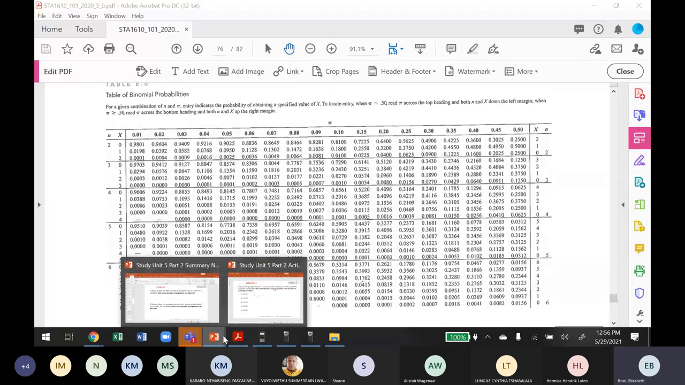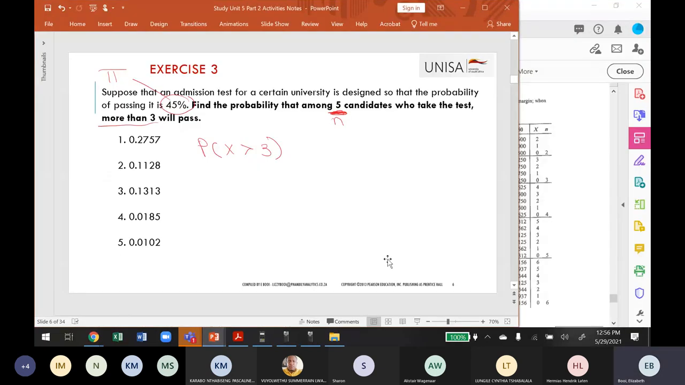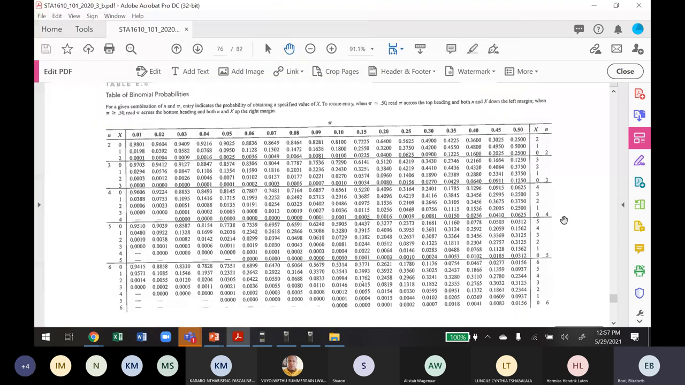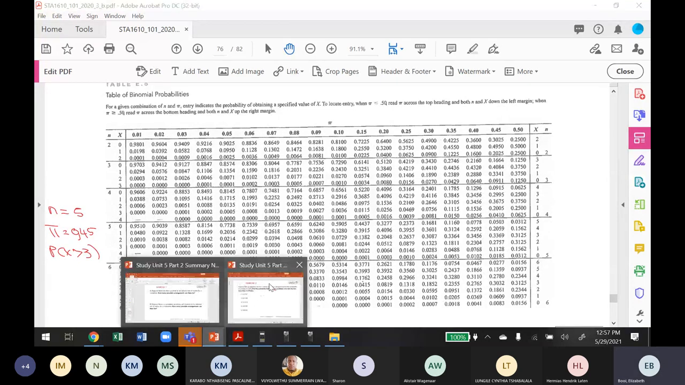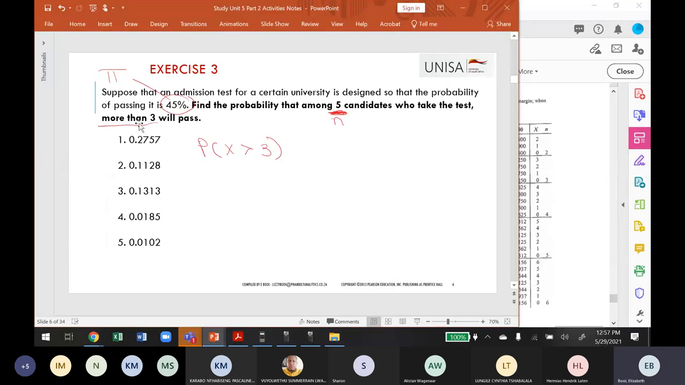Okay, going back to our question. Our question said, n is 5, so I need to go find n equals 5, the probability of success of 0.45 because it's 45%. And I need to find the probability that X is greater than 3. That was the question asked: find the probability more than 3 will pass.